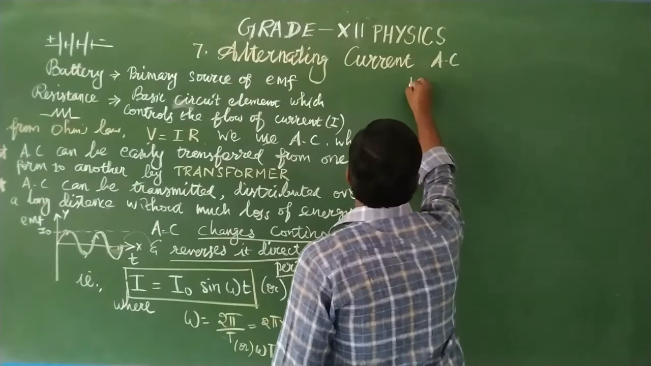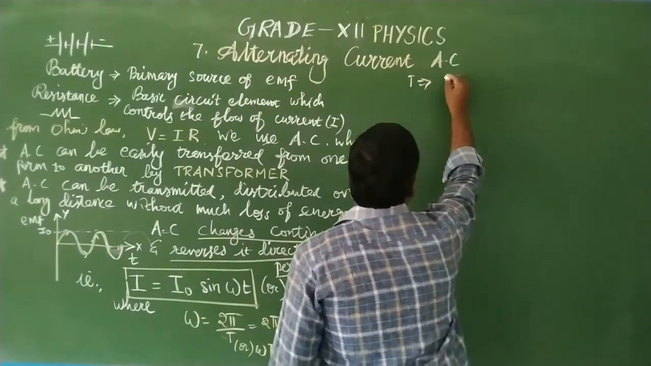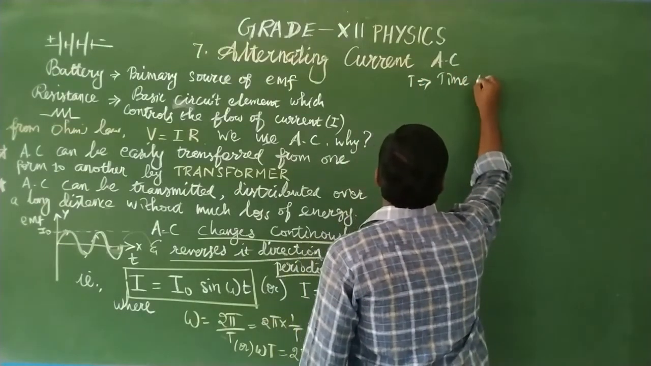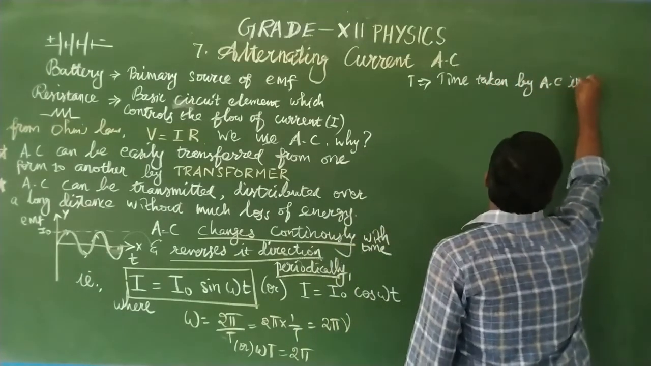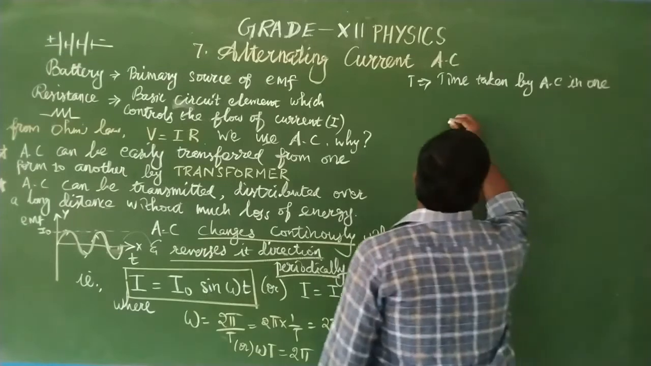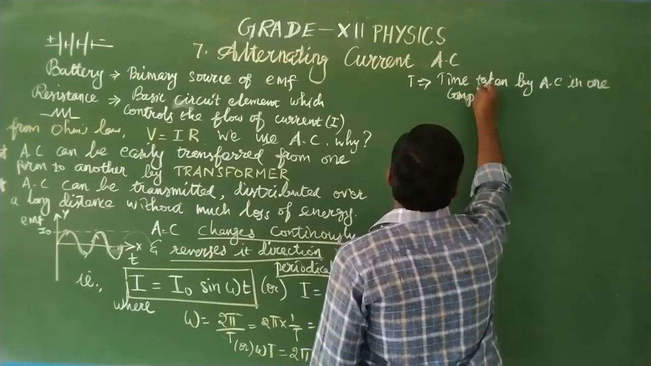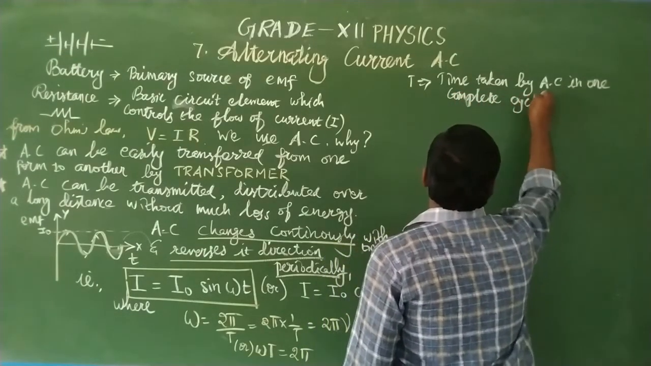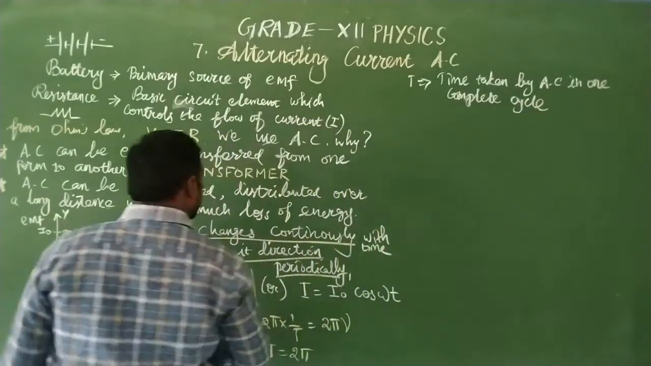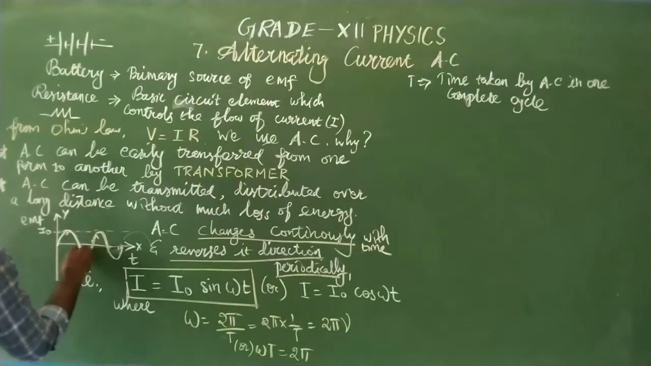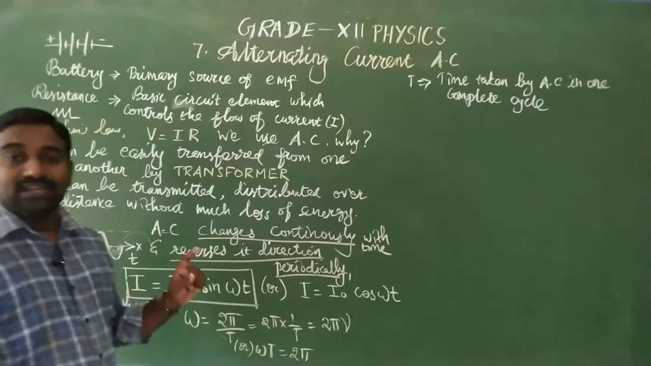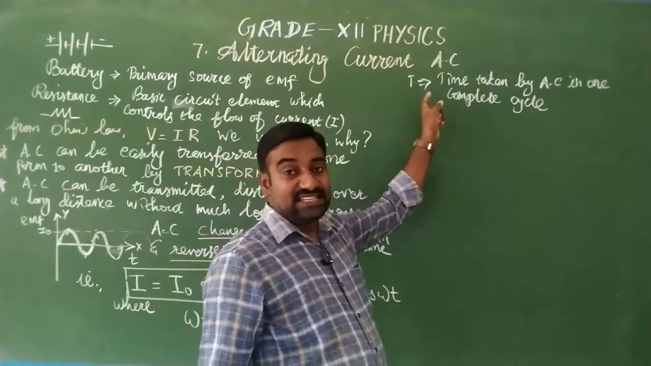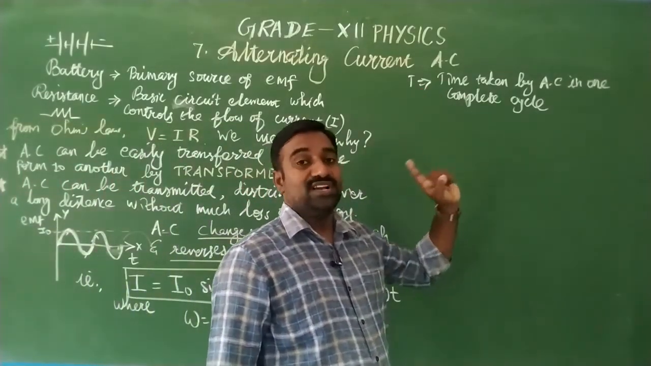In this equation, what is the T? T is time taken by AC in one complete cycle. So this is one complete cycle. So இந்த ஒரு complete cycle ஒரு positive ஒரு negative வரதுக்கு எவ்வளவு time எடுத்துக்கிச்சோ அதுதான் time period. So the time period of AC is nothing but time taken by alternating current in one complete cycle.